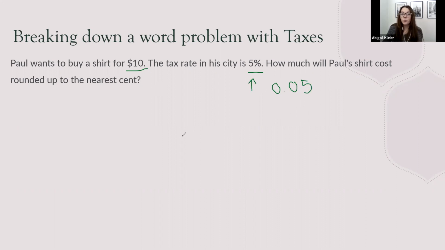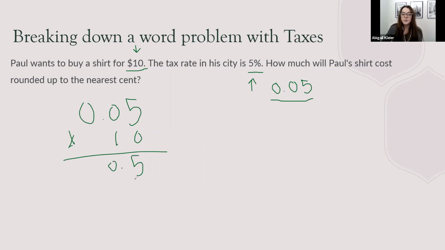My second step was to multiply that converted rate by the initial amount. So I have my 0.05. I'm going to multiply that by 10. And remember, you can use a calculator for this step if you need to. 10 times 0.05 is 0.5. Now we have this number here, and let's analyze what that number means.